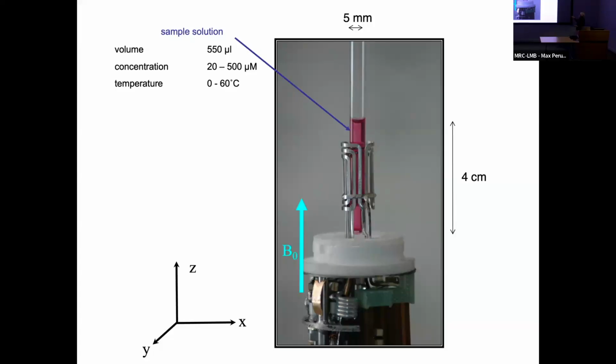The standard sample conditions that we would have is normally we go for a 550 microliter sample, which in this 5mm tube gives us a 4 centimeter sample depth. And the concentration range we would normally recommend is not going below about 20 micromolar, but also not going above 500 micromolar. If you do go too concentrated, you tend to see increased amounts of aggregation of proteins. You increase the risk of your protein aggregating. So we normally recommend not going above 500 micromolar, just as a rule of thumb. The temperature range is normal sort of solution conditions for aqueous solutions.